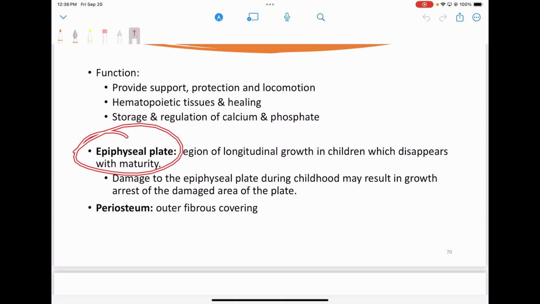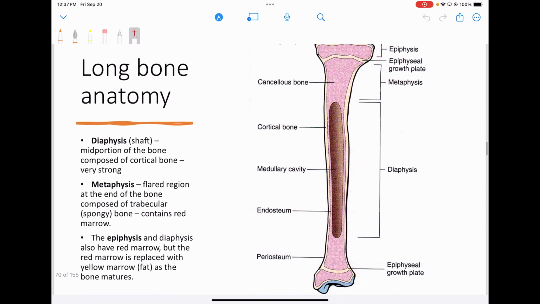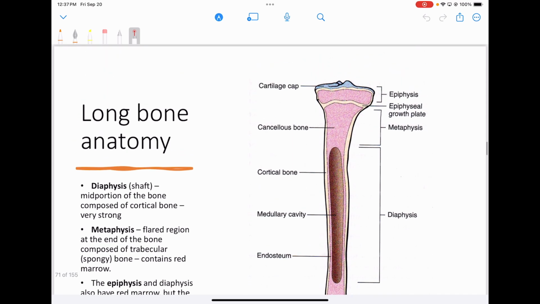The epiphyseal plate is the growth plate. So as that seals, you're not going to grow anymore, which is why when we have fractures in that growth plate, we're worried about growth in that bone for that patient. And then the periosteum is the outer layer. Here's the anatomy of a long bone again.